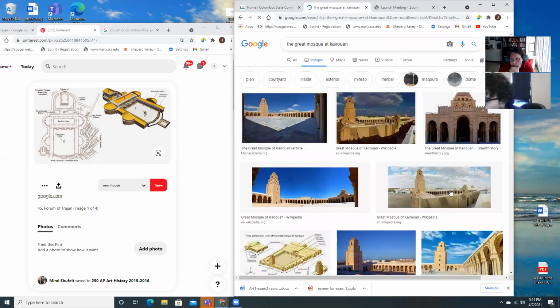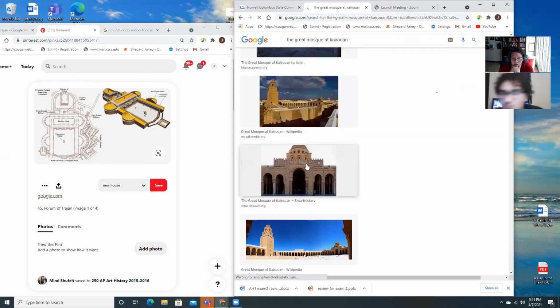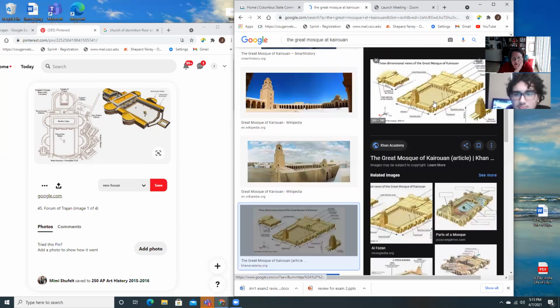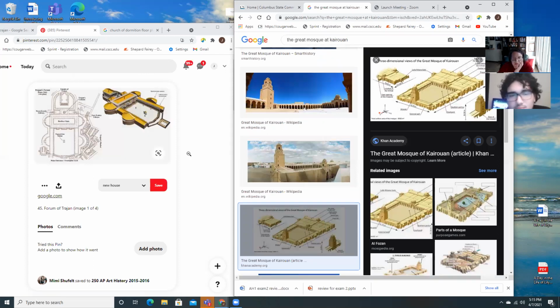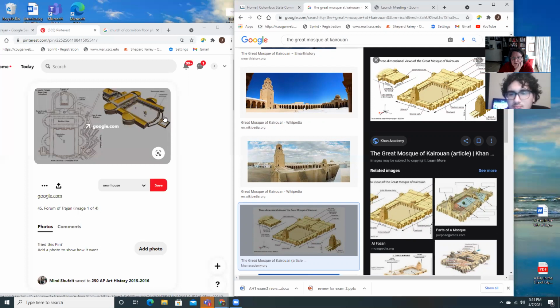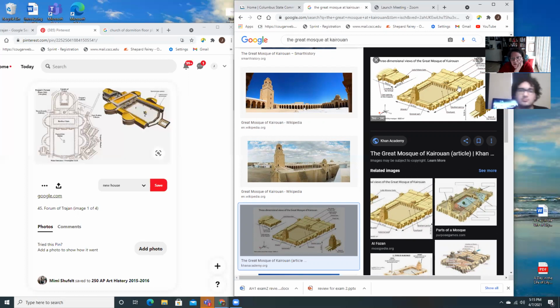So let's look at the Great Mosque at Kairouan. If you look at the Great Mosque at Kairouan compared to the Forum of Trajan, you can see how very similar they are. They both have courtyards. They both have this entrance area, which we call the narthex. They both have side aisles or colonnades leading into the church.